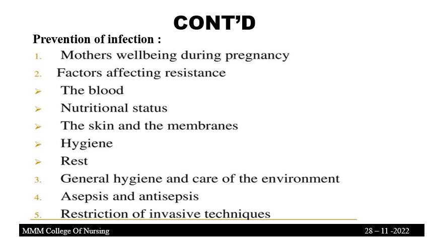And prevention of infection. This is one thing that should be followed by all the team members. Consider the mother's well-being during pregnancy and factors affecting resistance, like the blood and nutrition status. If she has low hemoglobin or low nutritional status, the skin and membranes are dehydrated, personal hygiene is not good, or the mother is not having adequate rest, then it can affect her immunity status. It means that she can easily get infection. So all these things should be ruled out.